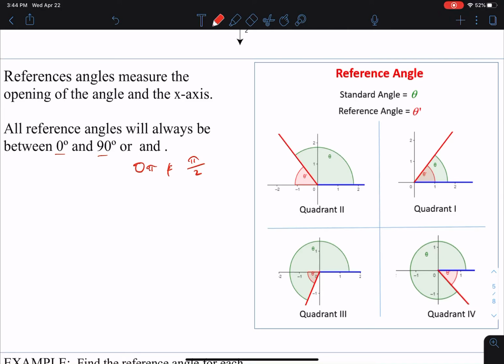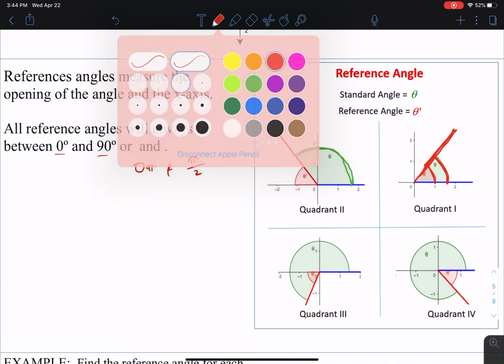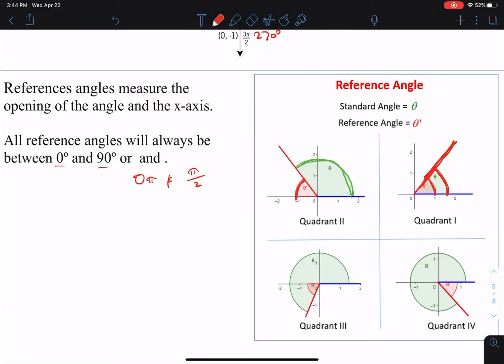So let's start in quadrant 1. The actual angle measure is the green. The red down here is the reference angle. In this case, they're going to be the same. But if you look in quadrant 2, it's not the same. The green is the actual angle. The red is the reference angle. So the reference angle is going to be smaller than the actual angle.